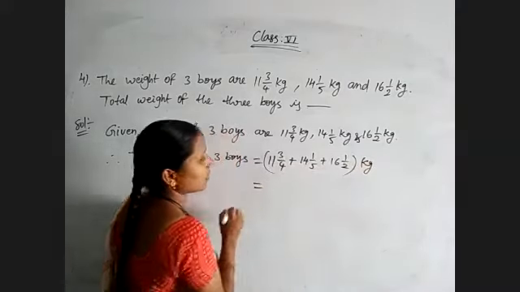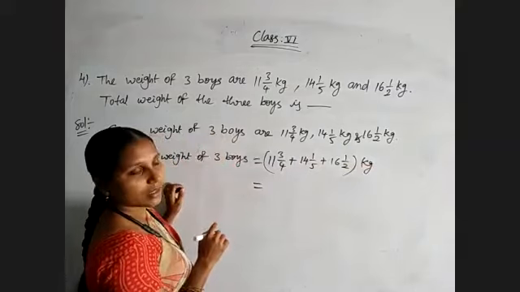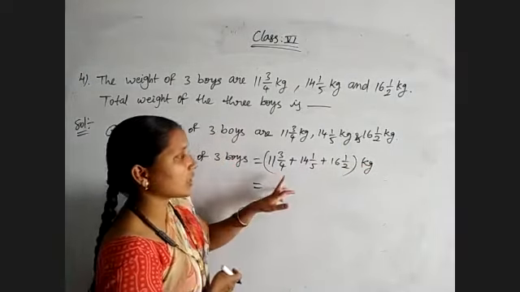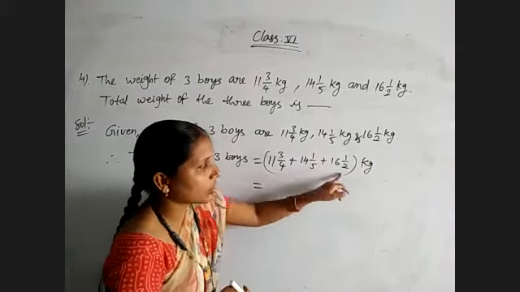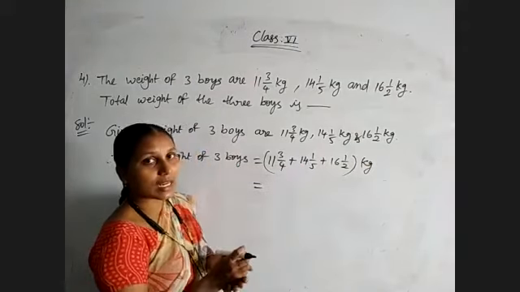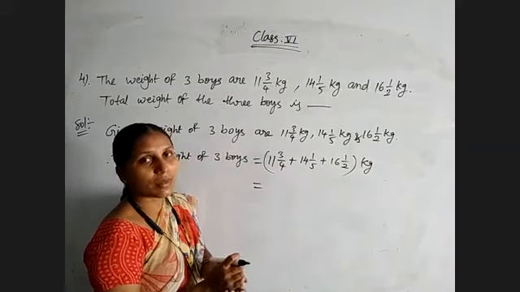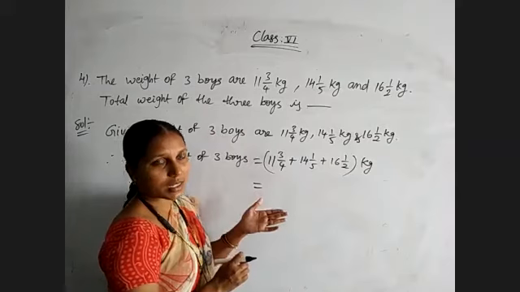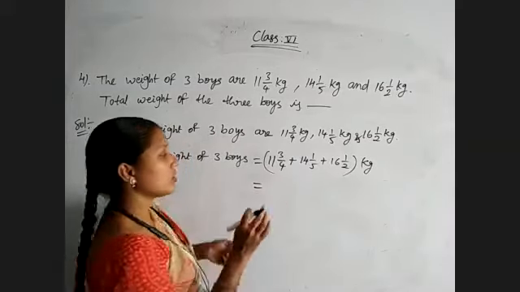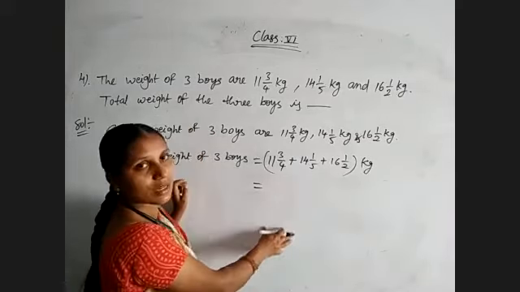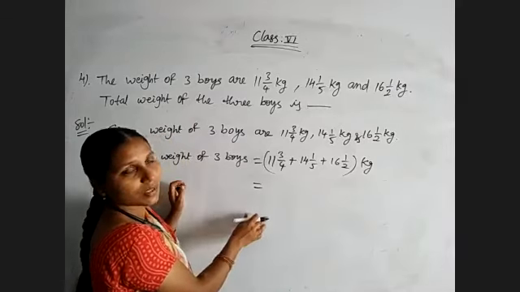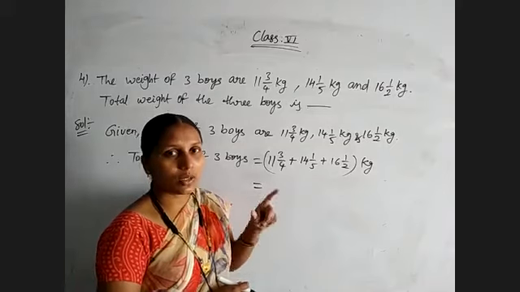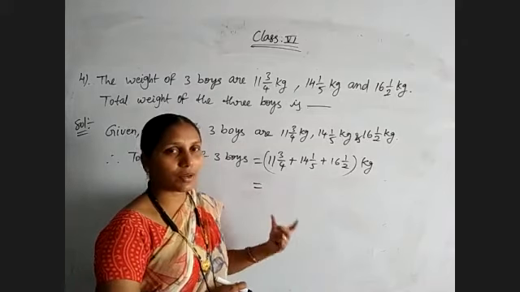All are mixed fractions, so convert them into improper fractions. Just observe their denominators: 4, 5, 2. All are different, so they are unlike fractions. We need to find the LCM to convert the unlike fractions to like fractions. After that we need to do the addition. So first go with the conversion of mixed fractions to improper. Whenever you get mixed fractions in the question, first convert them into improper fractions. After that, perform the operations.